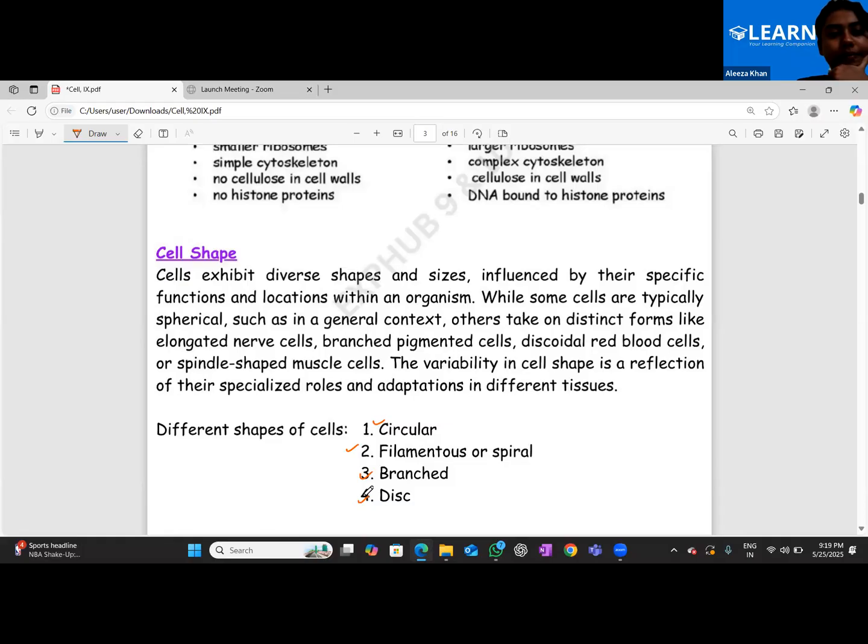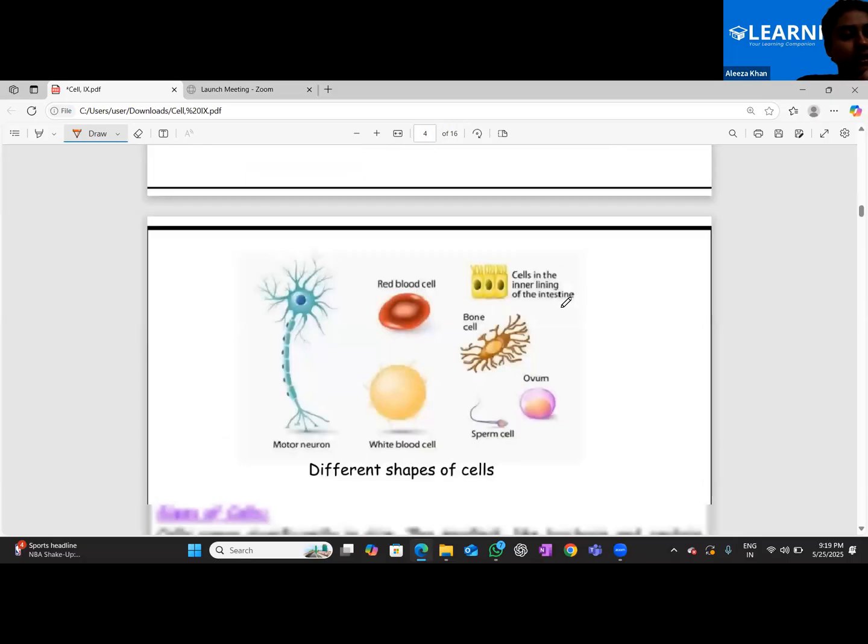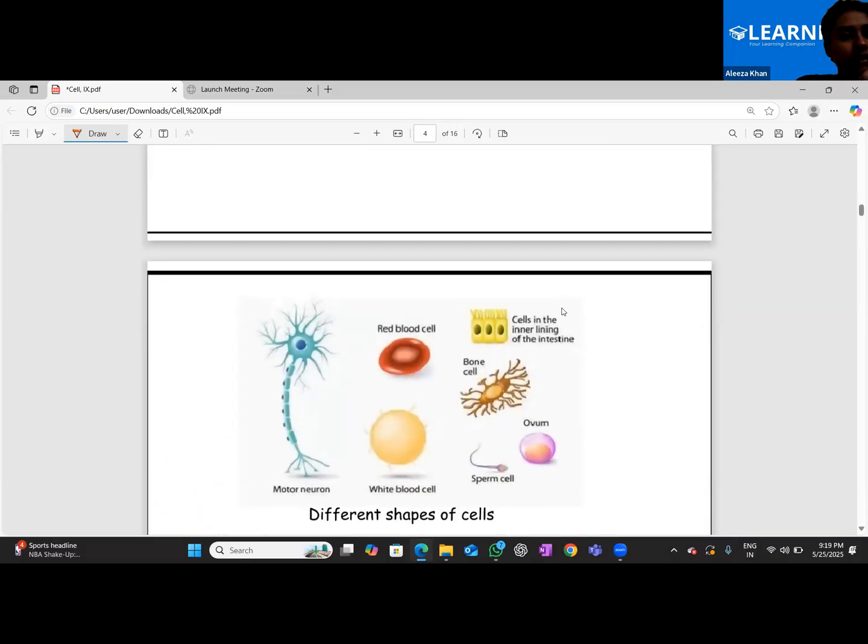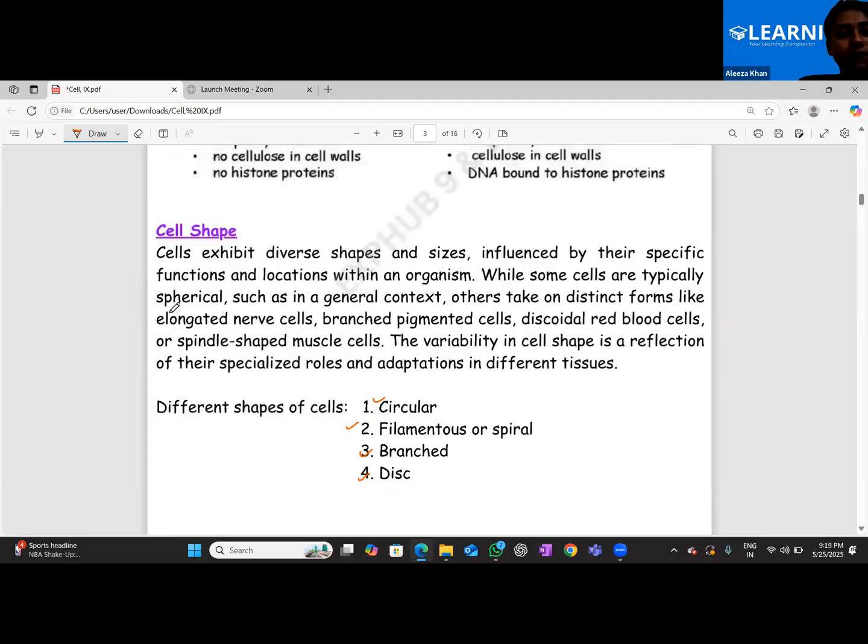Do you need an explanation for these shapes? I studied it in 8th grade, I think it's easy. Okay, if you can see the examples, you can find spherical shapes. Elongated nerve cells, branched pigmented cells, discoidal red blood cells, and spindle shaped muscle cells.